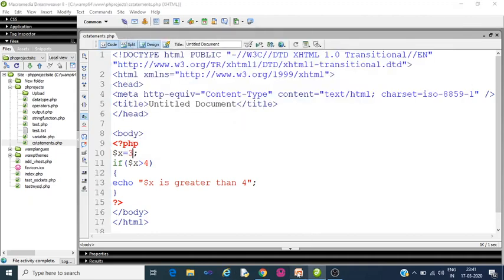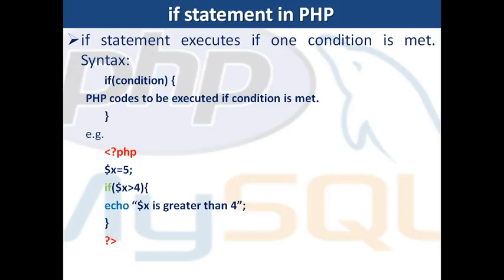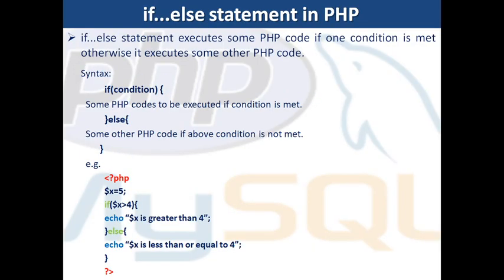Now come to our presentation. Next slide. If else statement in PHP. The if else statement executes some PHP code if one condition is met, otherwise it executes some other PHP code. Syntax is if, condition within parentheses. If this condition returns true, then the PHP code within this block will be executed. If the condition returns false, then the PHP code within the else part will be executed.